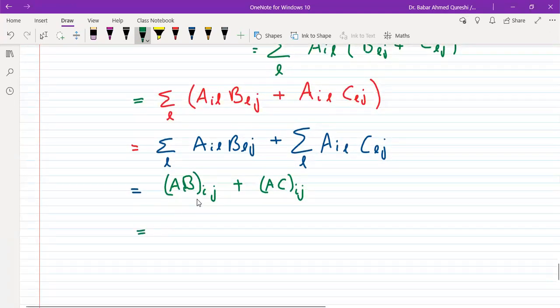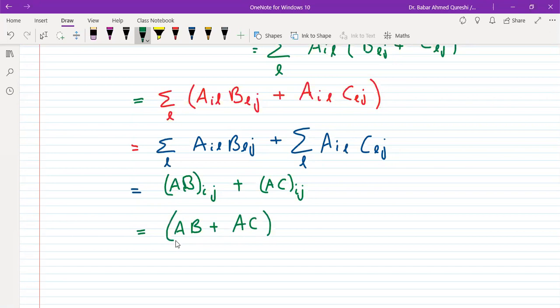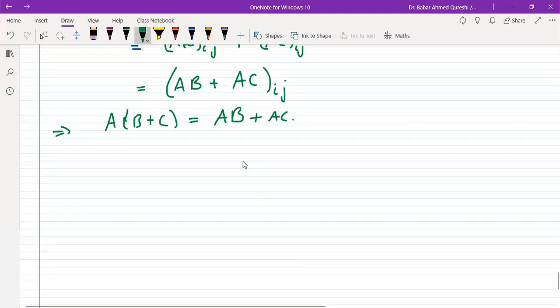But I know that if I add the ith, jth component of two matrices, I get the ith, jth component of the sum. That's the very definition. So this is the ith, jth component of AB plus AC. So that means I have proved that A times (B plus C) is equal to AB plus AC. But let me do something slightly more complicated. It will involve a little bit more technique.